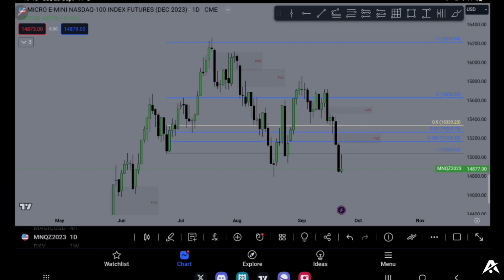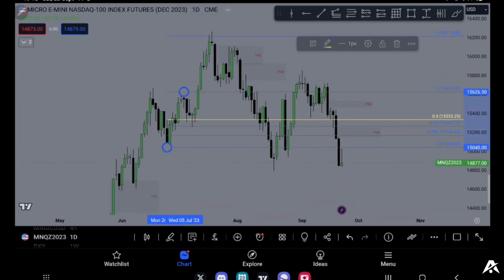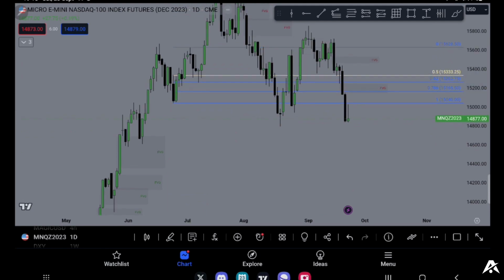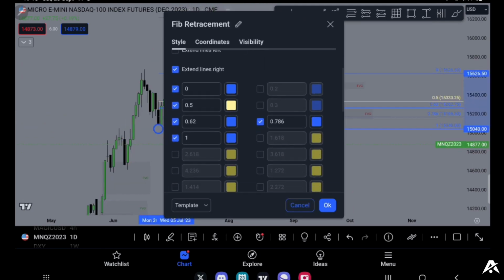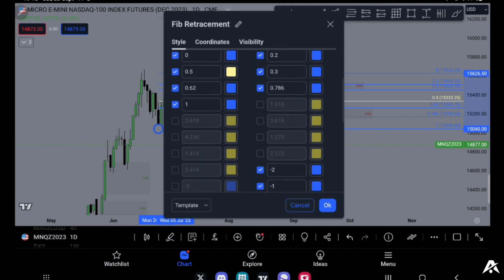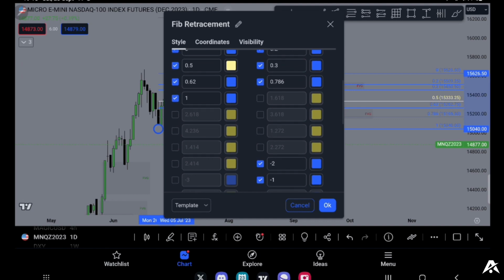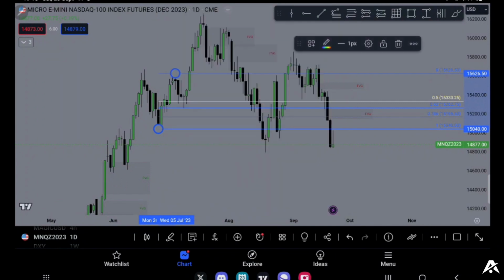And then, as you can see, price sends it above, right? So for all of those that are interested, these are my fib settings, and these are the numbers that I use: 0, 0.5, 0.62, 1, 0.2, and 0.786. I'll talk about these first.